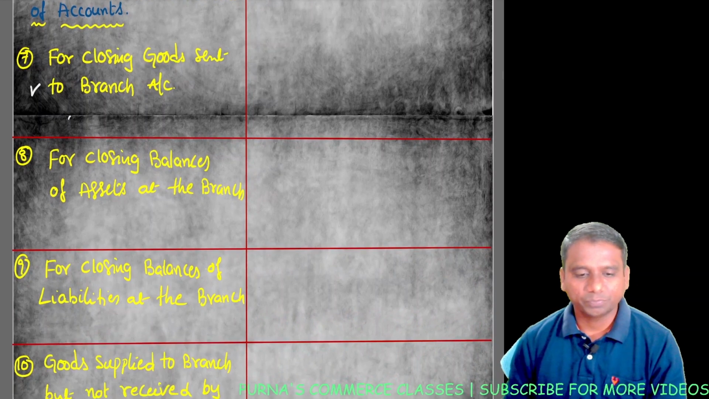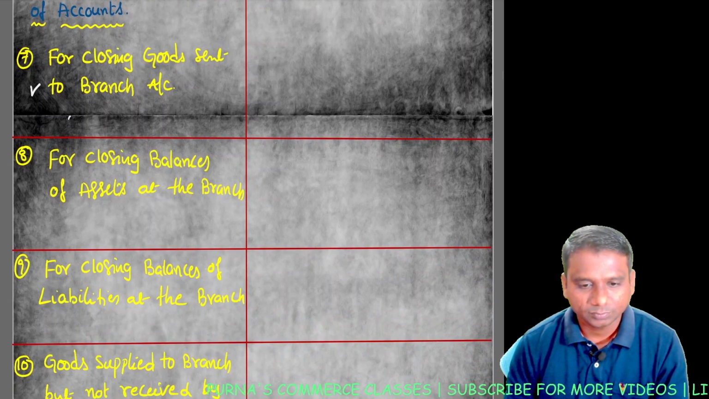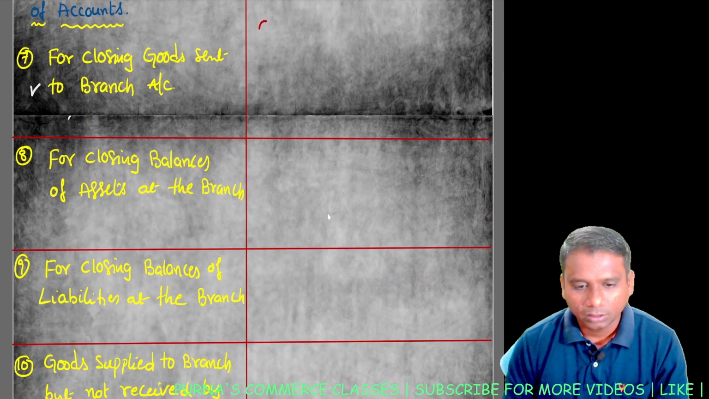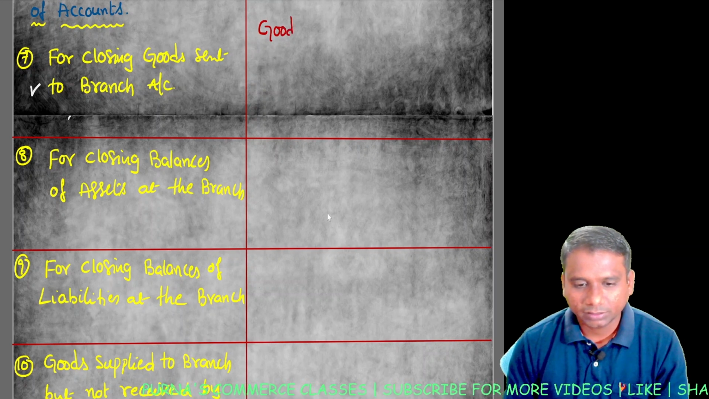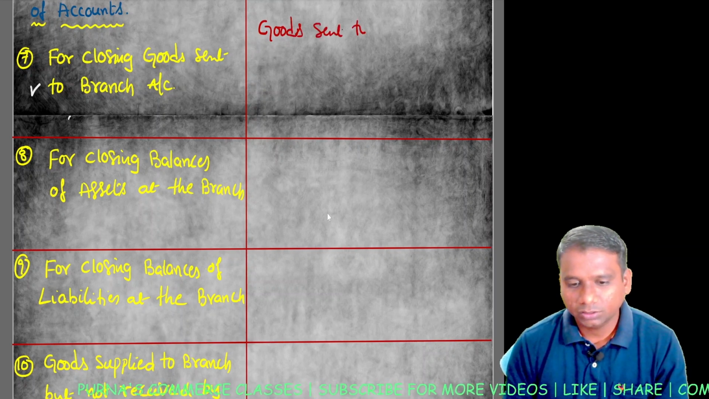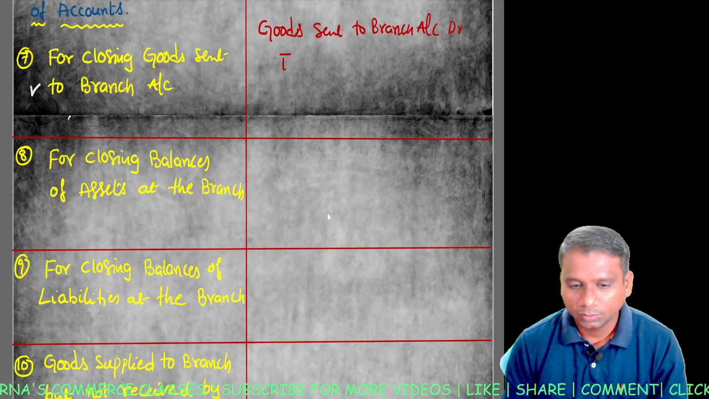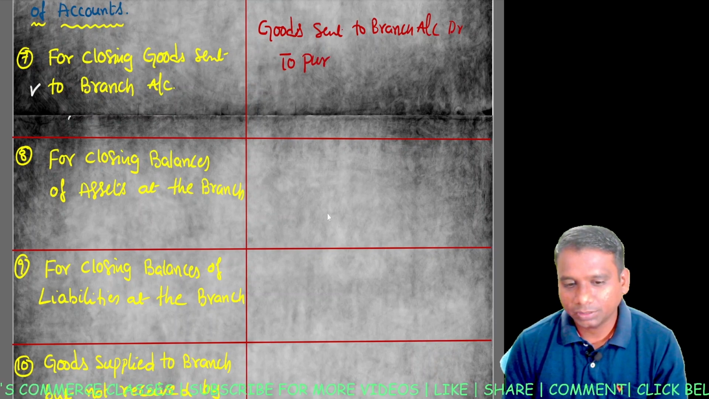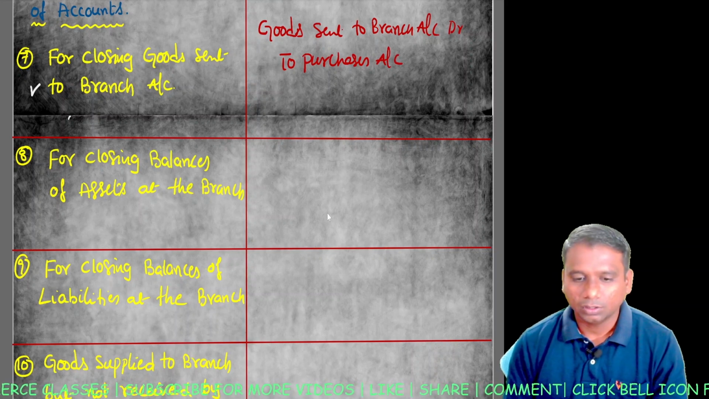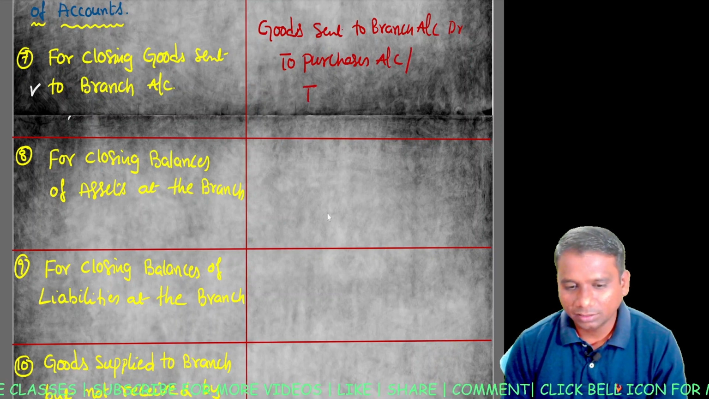So here also it is the same. Look at what the entry is. This is very, very important. Look at goods sent to branch account debit to purchases account or trading account.